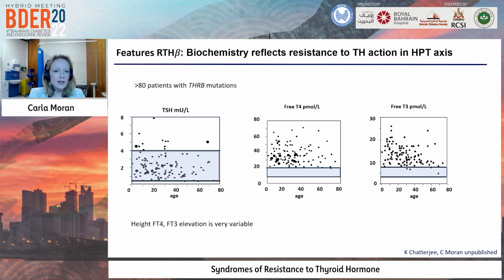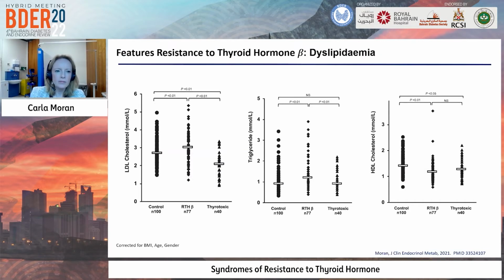The abnormalities in the thyroid hormone biochemistry reflect the resistance within the hypothalamic pituitary thyroid axis, because the HPT axis expresses the beta form of the receptor. The liver also expresses the beta form of the receptor, so we would expect that the liver is relatively resistant to the effect of thyroid hormone.